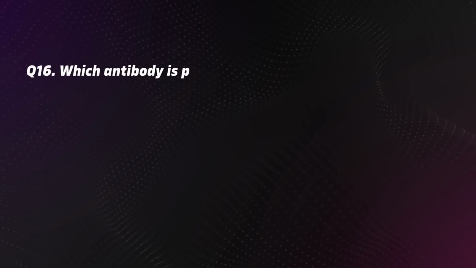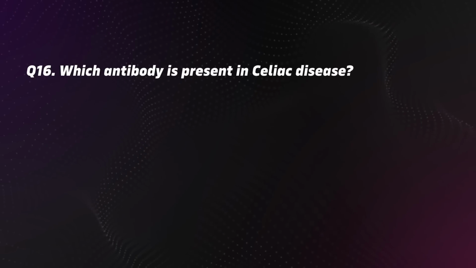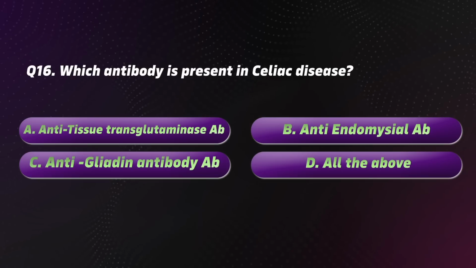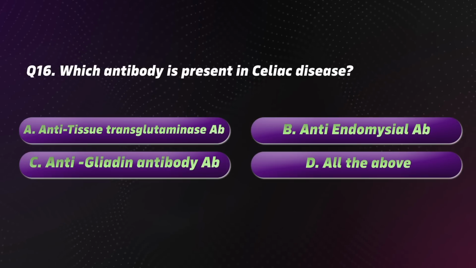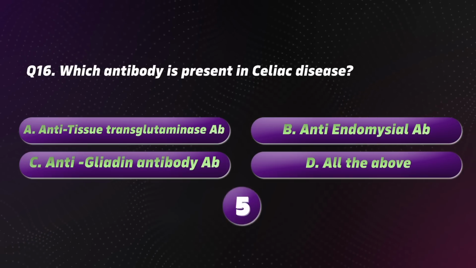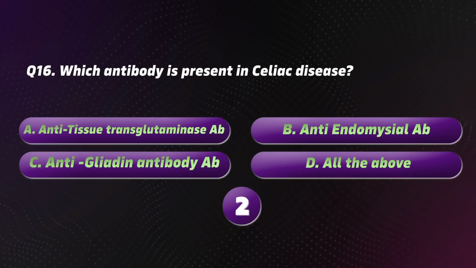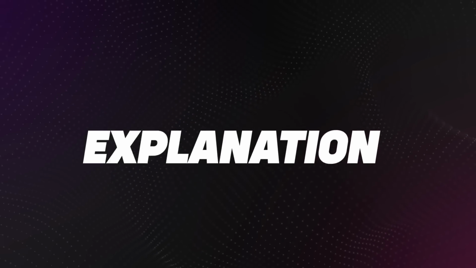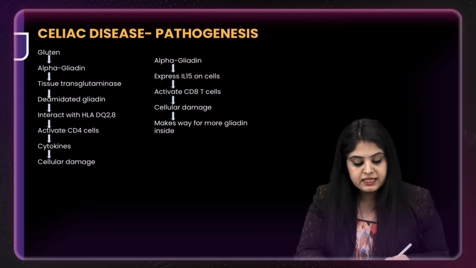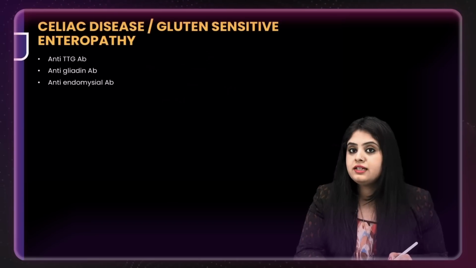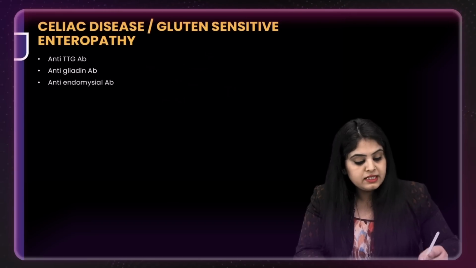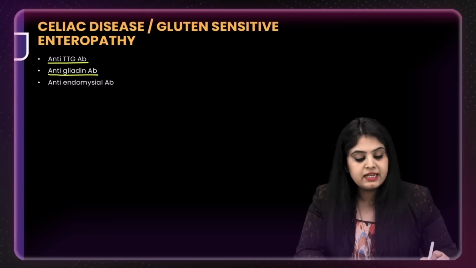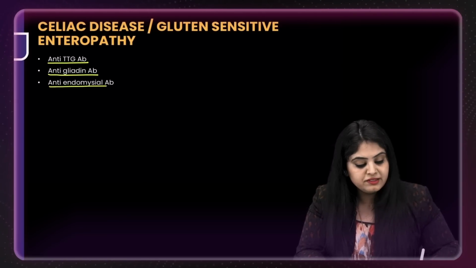Question 16. Which antibody is present in celiac disease? Here are the options. A. Anti-tissue transglutaminase IgA. B. Anti-endomysial IgA. C. Anti-gliadin antibody IgA. D. All above. And the correct answer is option D, all above. Here's the explanation. Now I can finally tell you that in this process, these antibodies are formed: anti-tissue transglutaminase antibodies, anti-gliadin antibodies, and anti-endomysial antibodies.